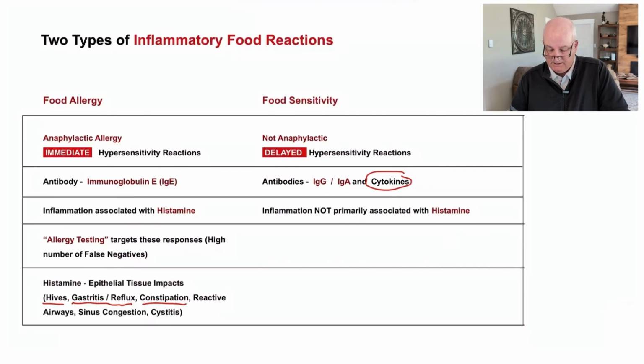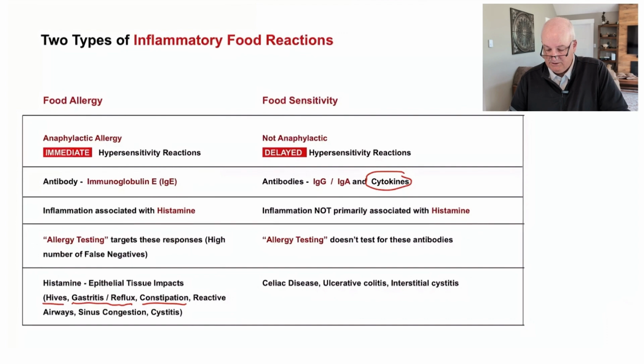So examples of this, celiac disease is a known classic example of this. Ulcerative colitis, a lot of these mucous membrane inflammatory bowel conditions, there are known to be IgA and IgG antibodies associated with those pathologies. So of these two types of inflammatory food reactions, it's the food sensitivities that are the hidden ones and the ones that are so difficult for people to figure out, and quite often they think they don't have any of those. We're going to talk about that next.